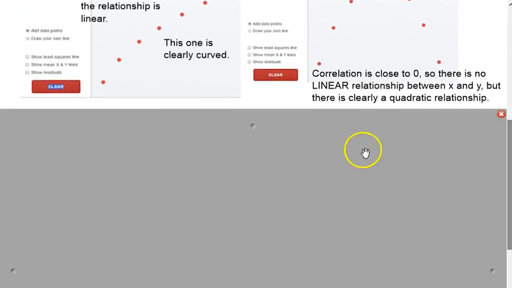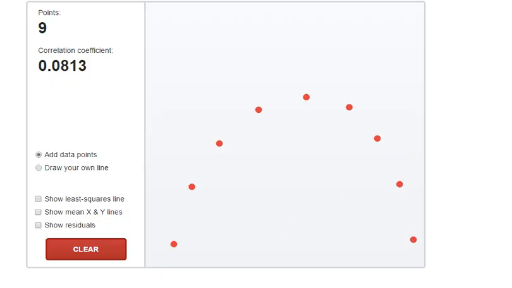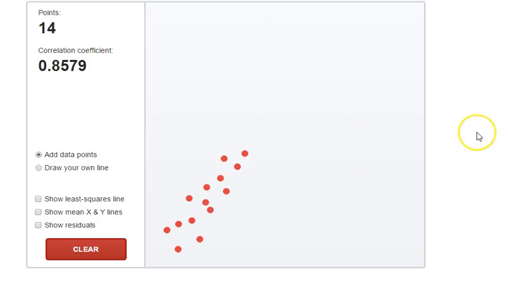Okay, the next thing I want to do is look at this little scatter plot right here. This should be similar to the one that's in your notes. It's probably slightly different. I want you to notice how strong this relationship is. You get 0.8579, a fairly strong linear relationship. Now I'm going to add a point that will make it stronger, and I'm also going to add a point that will make it weaker.